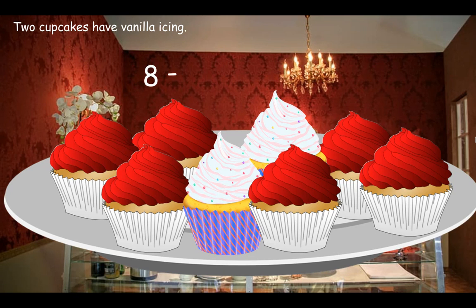So here is our number sentence. We started with 8 cupcakes. We know that 6 had red icing, and we're finding out that 2 have vanilla icing.